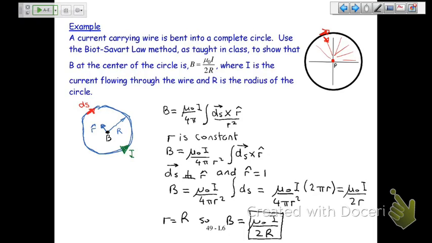So we say a current carrying wire is bent into a complete circle. Use the Biot-Savart method as taught in class. I want to see this derivation, to show B at the center of the wire is B equals mu naught I over 2R.